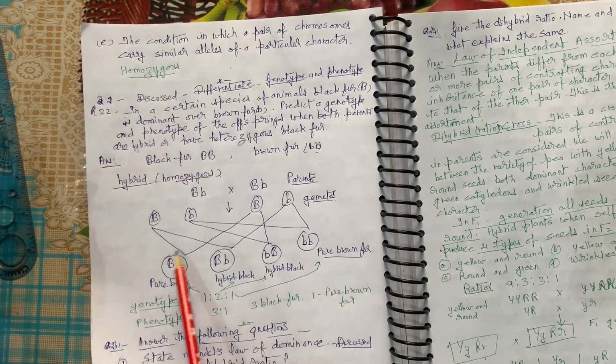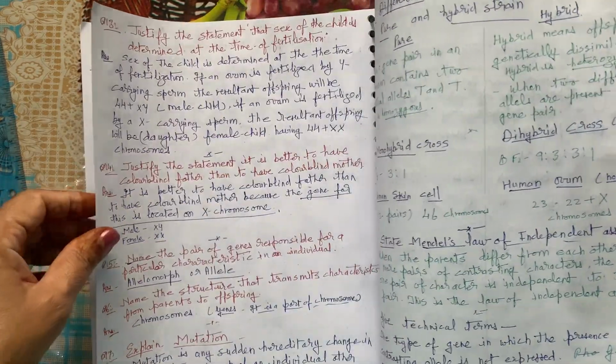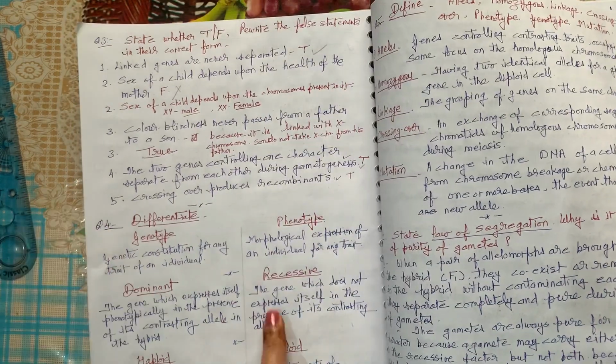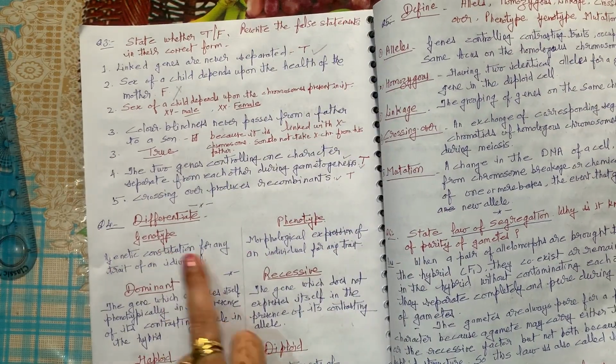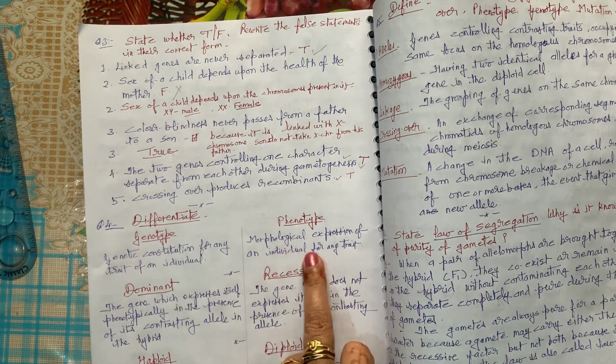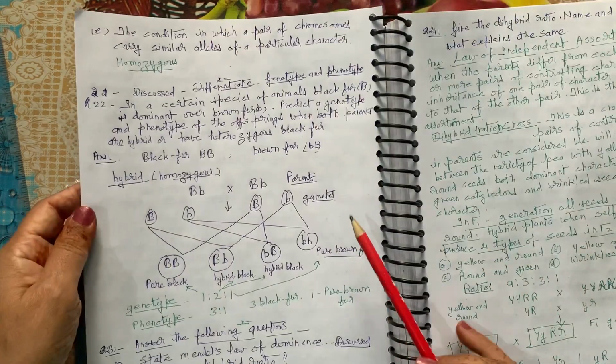Now, differentiate between genotype and phenotype. We have already discussed this in the previous lecture. Genotype is the genetic constitution for any trait of an individual. Phenotype is the morphological expression of any individual for any trait.